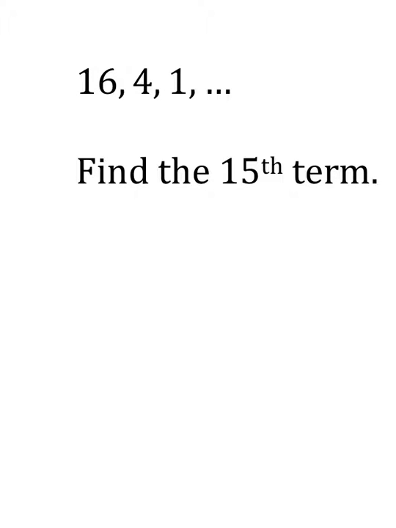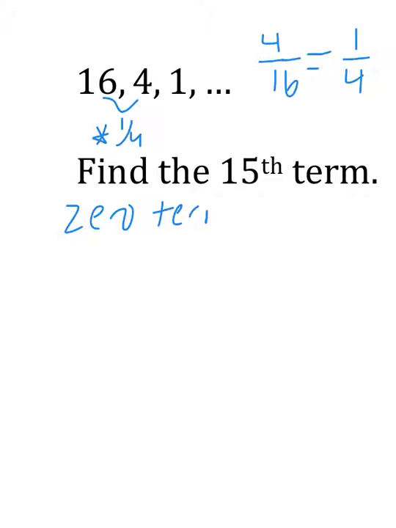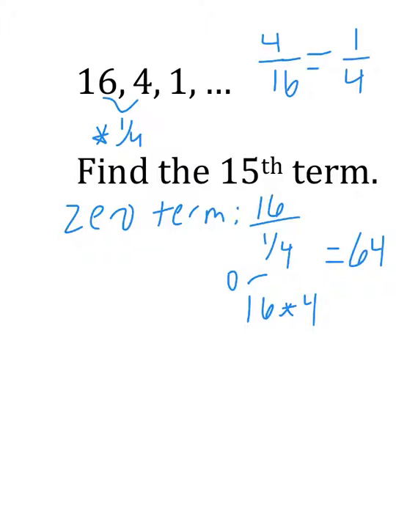One more: we'll have 16 to 4. This is the first one like this, where we are multiplying by a fraction. 16 to 4, well, let's see, 4 divided by 16, that's how we find our common ratio. That is 1/4, so we're multiplying by 1/4 every time. Then we can find our zero term. Multiplying by 1/4 is like dividing by 4, so to find our zero term, we do 16 divided by 1/4, or 16 times 4, which is 64. So that's our zero term.